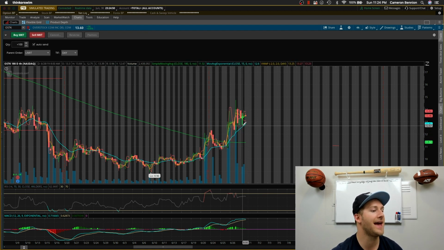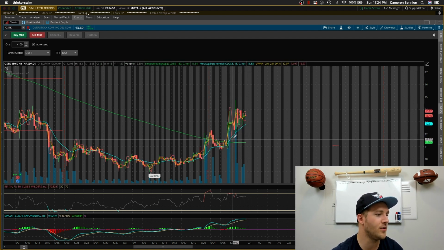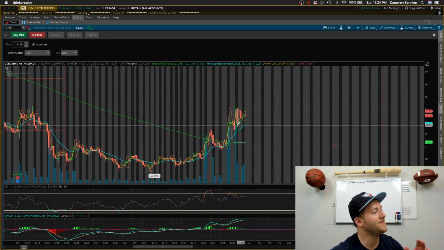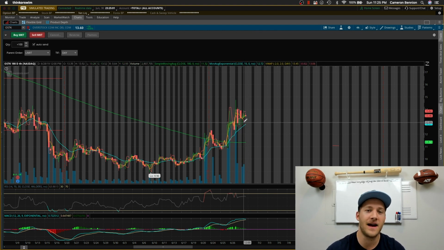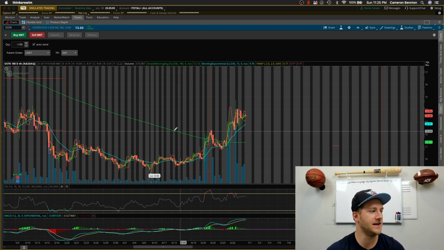We are seeing the EMA act as support right here, which is great. We are seeing that, but it is very important to understand here that this needs to have some sort of period of consolidation in order for me to find a right place to get in on this, especially because we are, like I said, finding support.